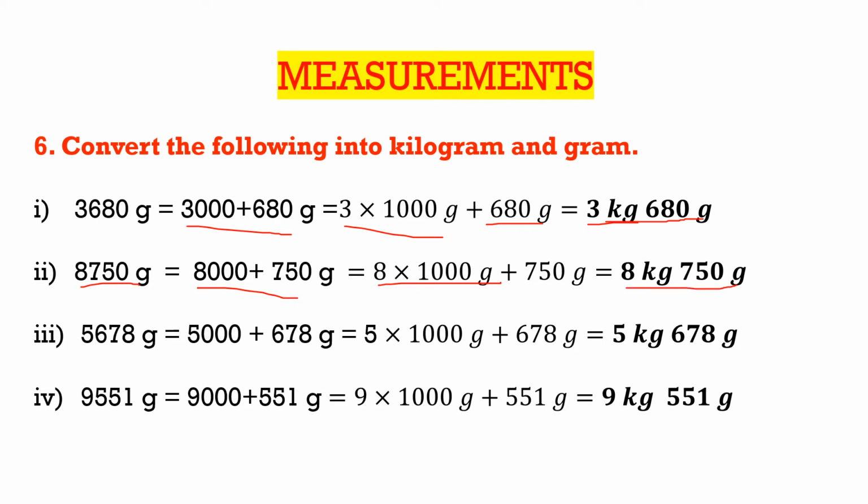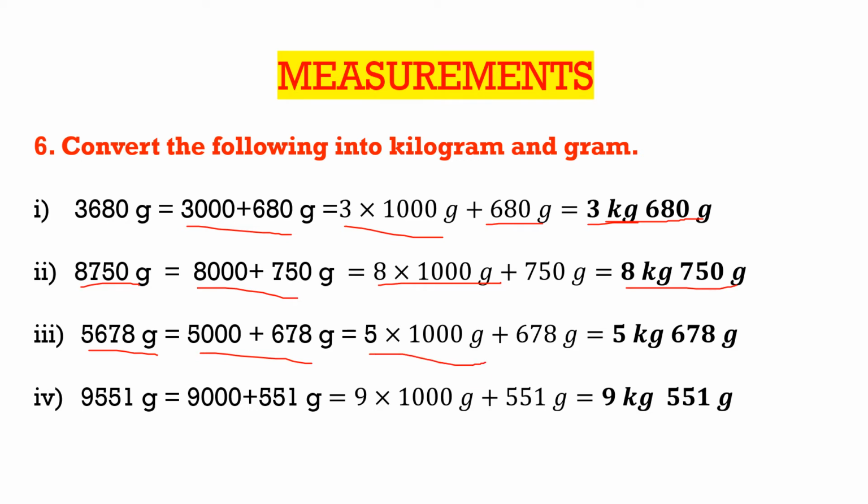Third bit is 5678 gram. We have to convert 5678 gram into kilogram and gram. 5678 equals 5000 plus 678 gram. We know 1000 gram equals 1 kg. So 5000 equals 5 multiplied by 1000 gram, plus 678 gram.